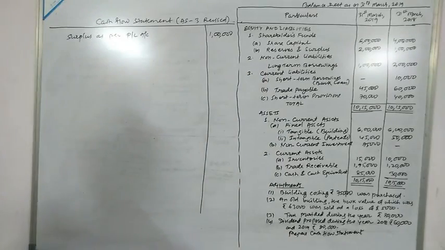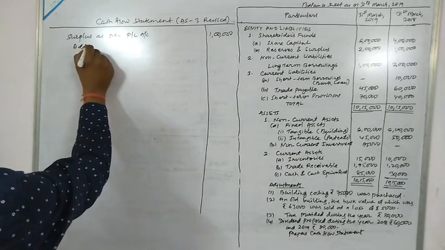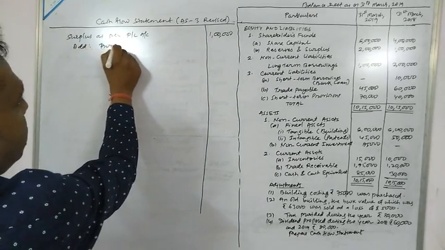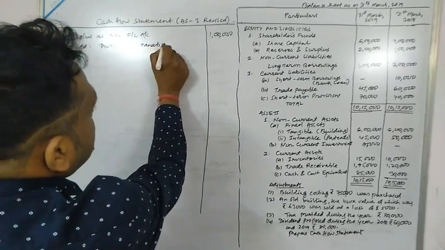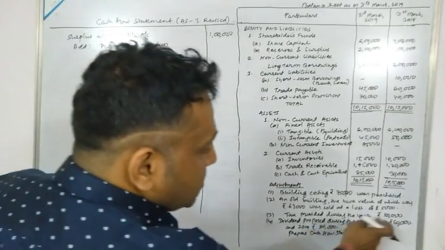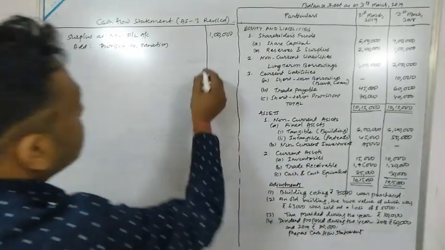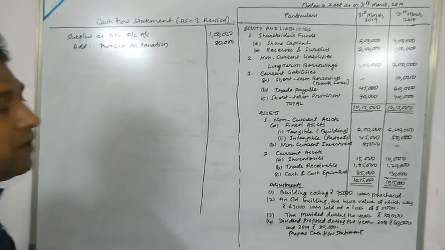Okay. So now what do we have to add? We have to add the provision for taxation. Add provision for taxation. So how much has been provided for taxation? As we have prepared in the working note, the taxation provided during the year was rupees 80,000. So this would be added as provision for taxation.